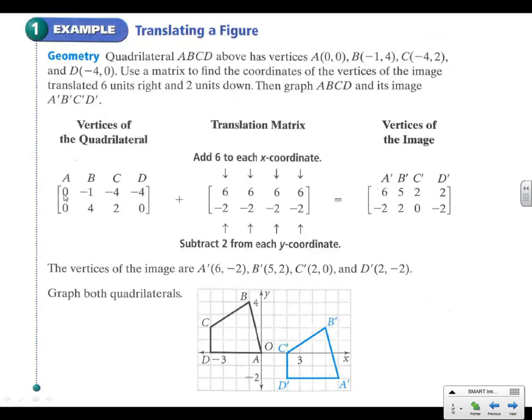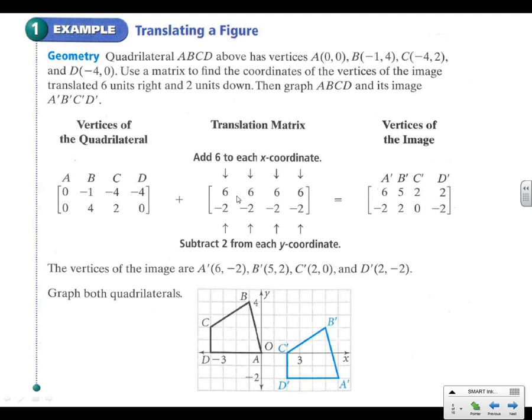Here's our first shape. It had points at 0, 0. It's the same one that we looked at before. We want to move this 6 units right and 2 units down. So we're going to have this translation matrix here. X's are the top line, so we're going to go right 6. Y's are the bottom line, so we're going to go down 2, negative 2. We're going to do that to every single point, A, B, C, and D. And we don't have to actually draw them or move them.